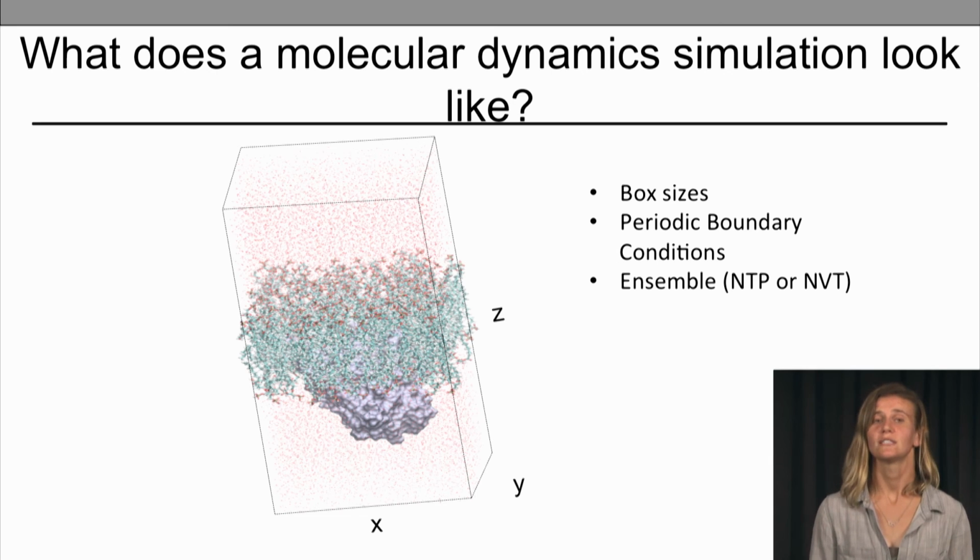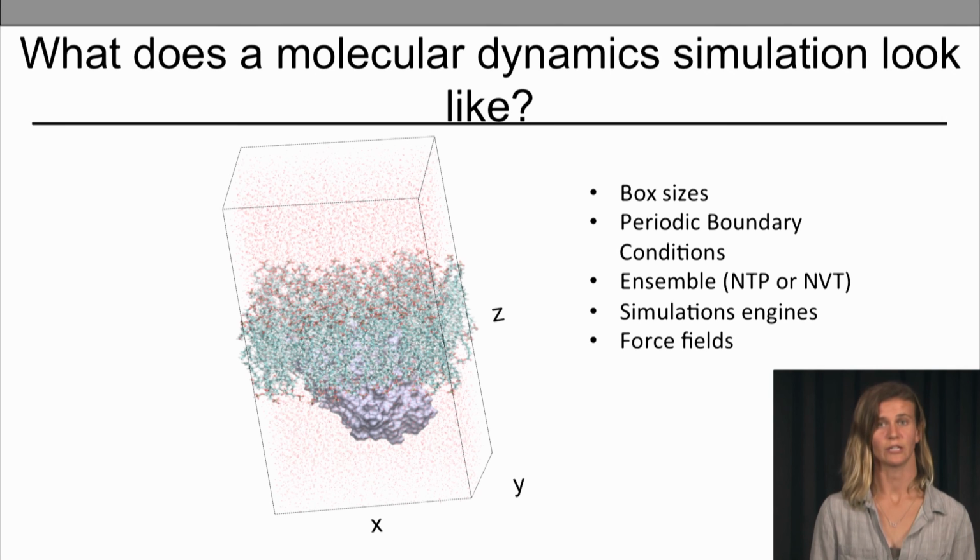You also have to be really careful to choose appropriate ensembles, so whether you keep the pressure or the volume constant. NPT stands for the number of atoms constant, the pressure constant, and the temperature constant. An NVT ensemble is where the number of atoms present is constant, the volume is constant, and the temperature is constant. There's also a slew of simulation engines and force fields that can be used to simulate protein wiggling and jiggling through time. And it's important to do analysis and background research on what the best simulation engines and force fields are for you, because there's a lot of different options.